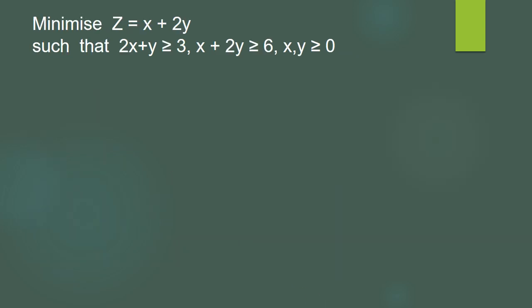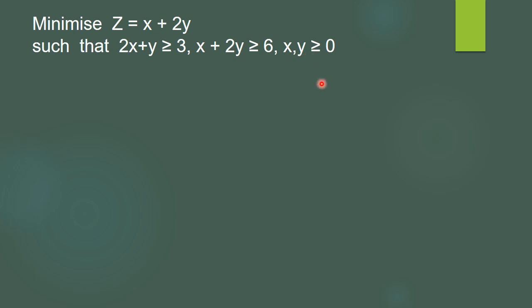Now we will go to some minimize z, which is given as x plus 2y, such that 2x plus y is greater than or equal to 3 and x plus 2y is greater than or equal to 6. X and y both are greater than or equal to 0. In the first sum, there was only one line given. Here there are two conditions given, and x is greater than 0, y is greater than 0 will always be there.